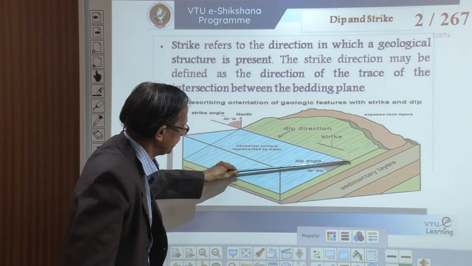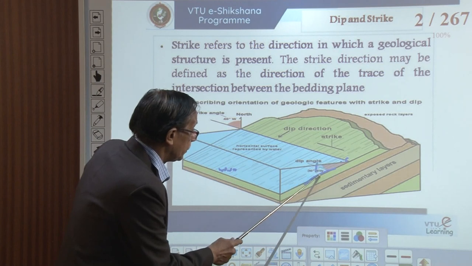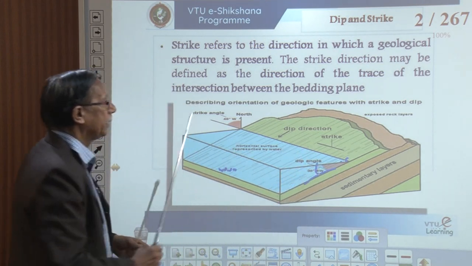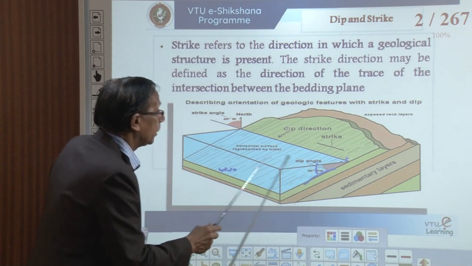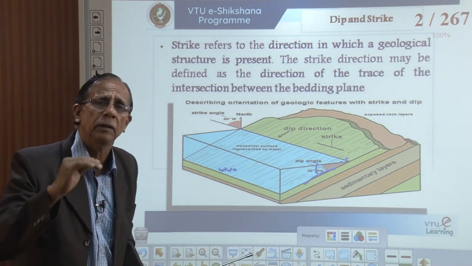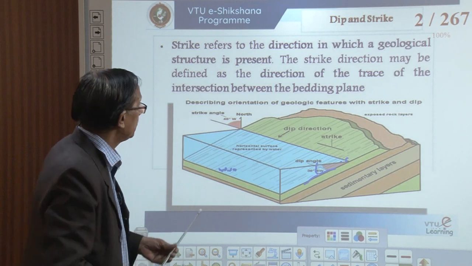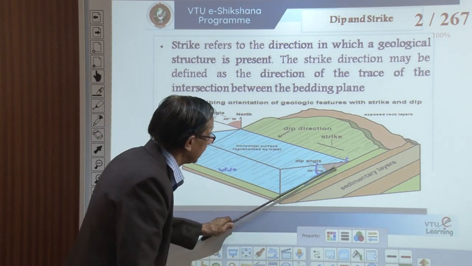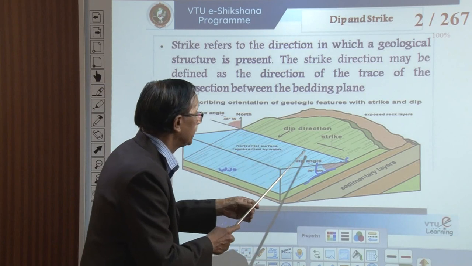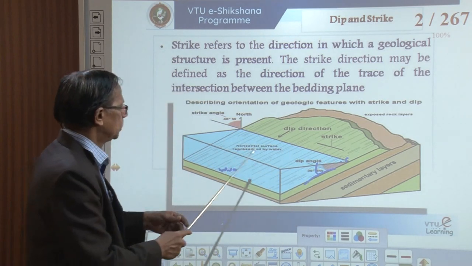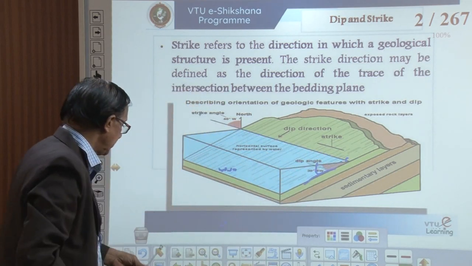If this is the horizontal surface, the angle formed by this inclined layer with the horizontal surface is called the angle of inclination. We call it the angle of dip. So, this is the angle of dip. Simply, it is the inclination of the rock bed, the rock layer, with respect to horizontal. That is dip. What is the strike? When rocks are inclined, they intersect with the ground, and due to the intersection, a line-like feature is formed. The geographical direction of that line is called strike.